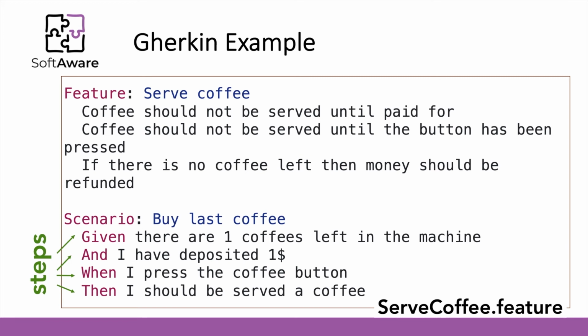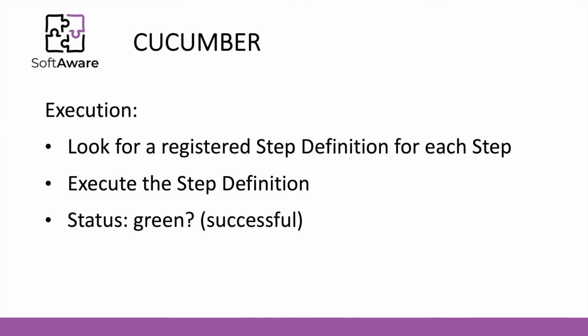And then we have a when, that is the step when an action occurs. In this case, the user of the coffee machine presses the coffee button. And then we have the validation, which states that I should be served a coffee. When using a tooling like Cucumber, for the execution, the idea is to look for a registered step definition for each step, then execute the step definition, and then promote the status. If it is green, it is successful. If it is not green, then we have something to work on.